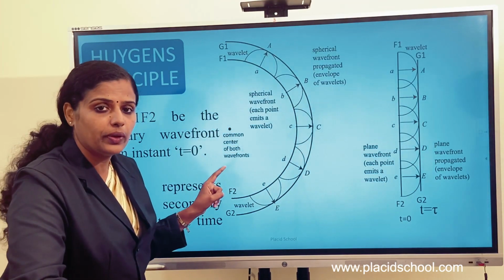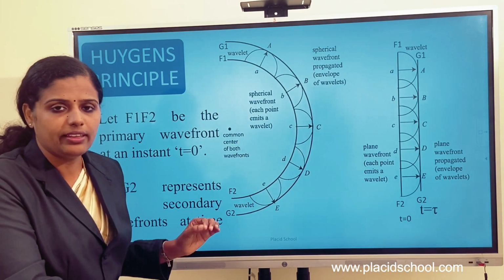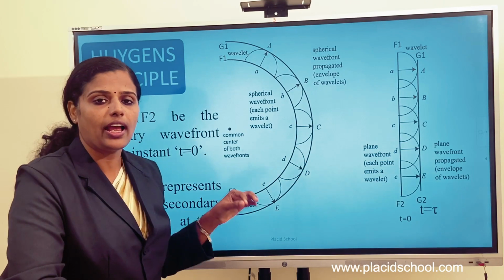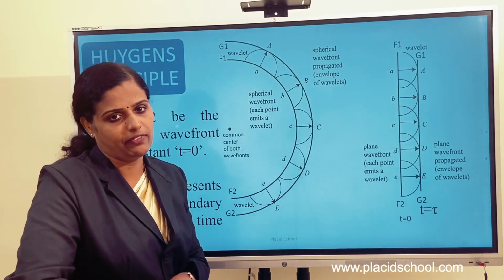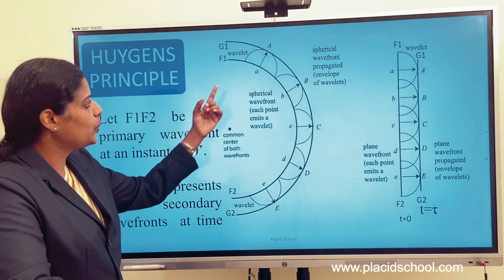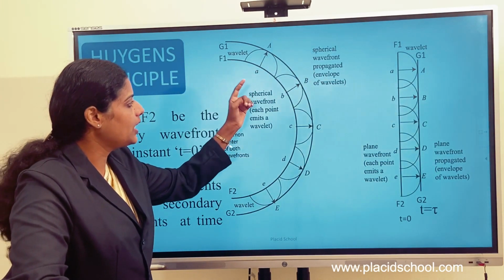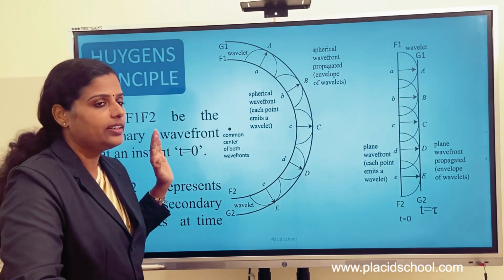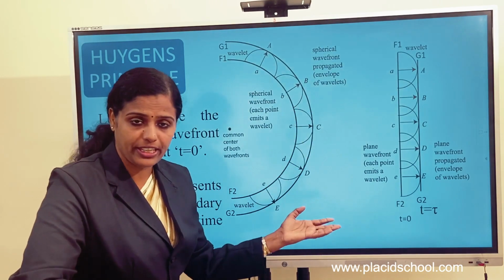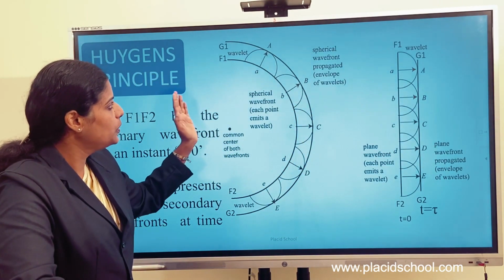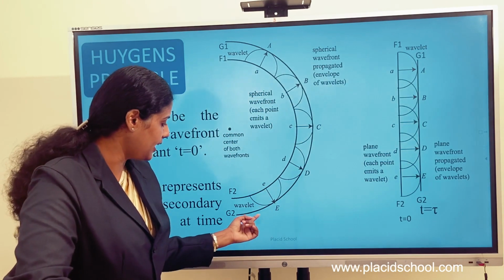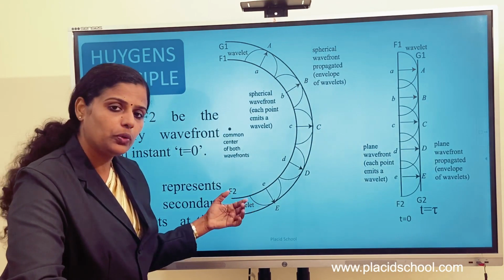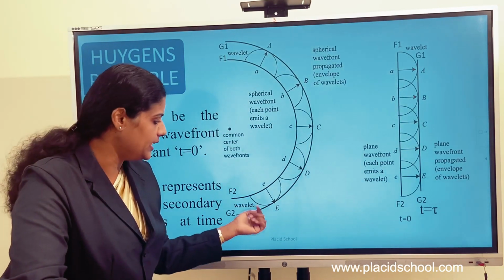Let F1, F2 represent a spherical wavefront. Then according to Huygens' principle, every point on this wavefront acts as a source of secondary wavelets. And for convenience, we are taking some of the points. Let A, B, C, D, E be the points we are taking. And considering that the wave is moving with a velocity v, we want to know the position of the wavefront at the time t. This is the wavefront at time t equal to 0, and we want to know the wavefront at time t equal to t dash.